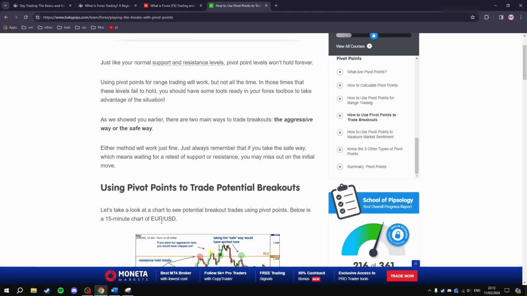As we showed you earlier, there are two main ways to trade breakouts, the aggressive way or the safe way. Either method will work just fine. Just always remember that if you take the safe way, which means waiting for a retest of support or resistance, you may miss out on the initial move.